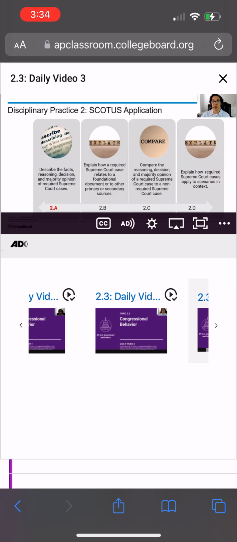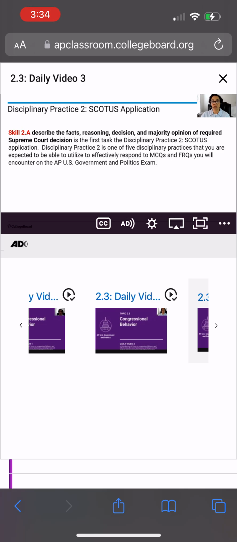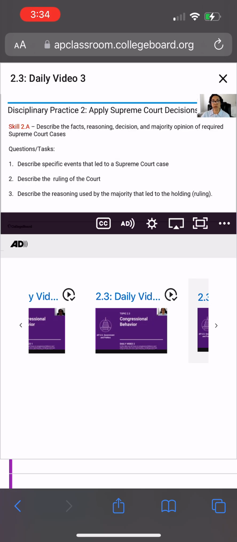I've shown you this for another one of the disciplinary practices. So I just like laying it out here where we can see where we are at the beginning of the SCOTUS application practice. And we are repeating again that it is the first one and it's one of 5 practices. There will be multiple choice questions and FRQs related to this particular practice. We've got it laid out here and then broken out the subtasks for the bigger skill.